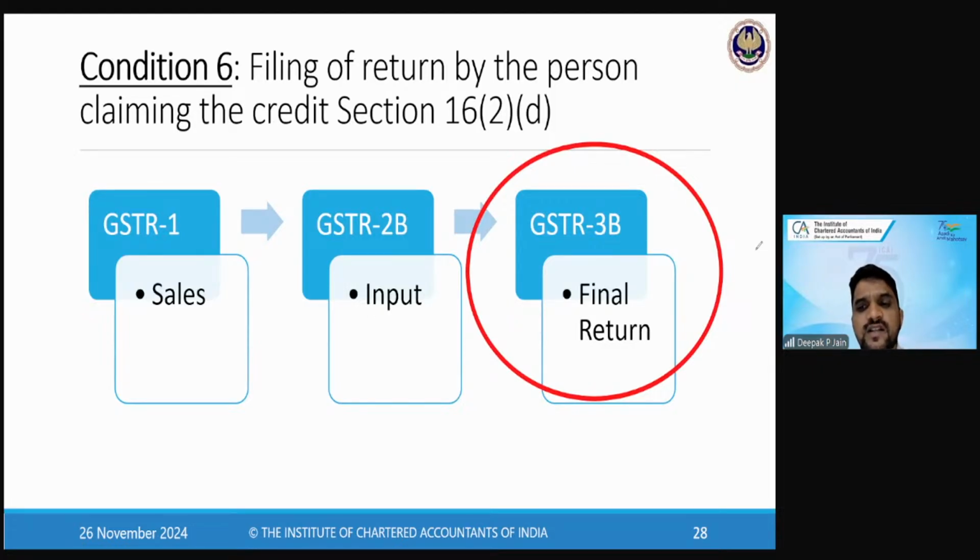Time limit to claim ITC, Ajay Surya, the time limit to claim ITC as we had discussed is 30th November or due date of filing return, whichever is earlier. Okay. So we'll see in the next class and discuss further on the ITC. Yes, sir.